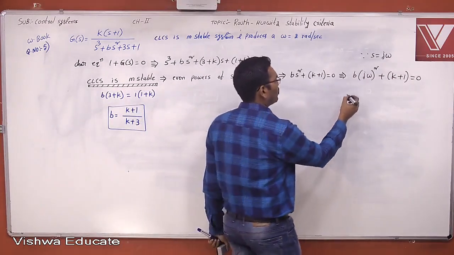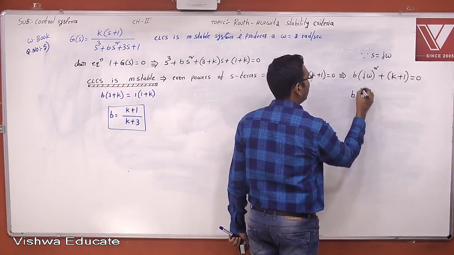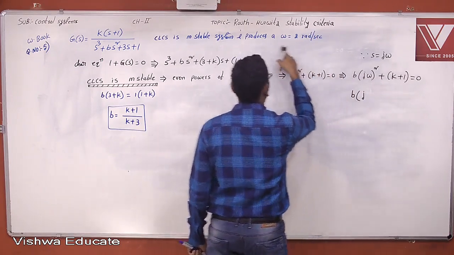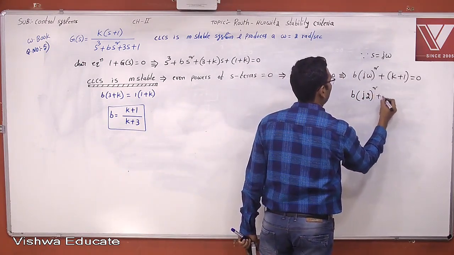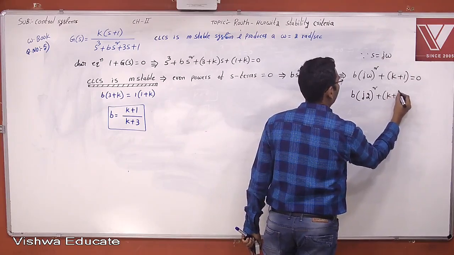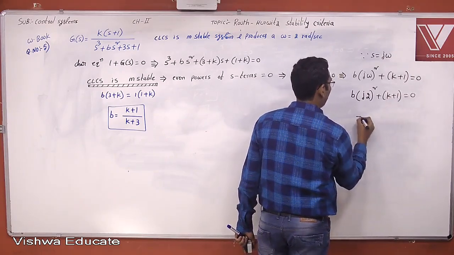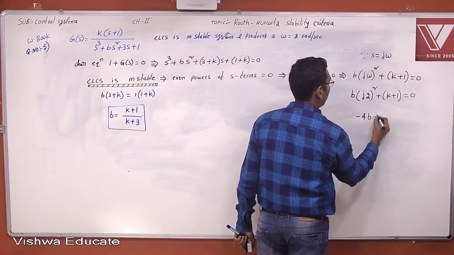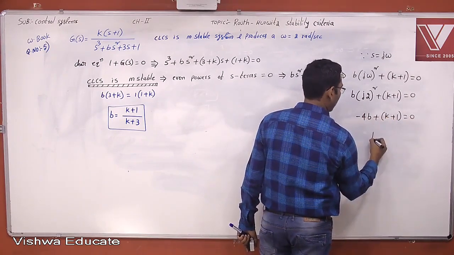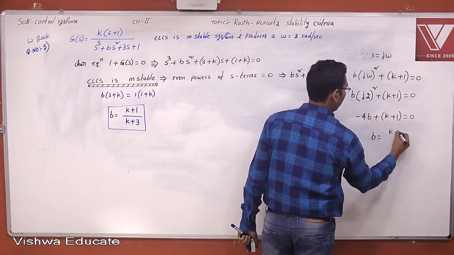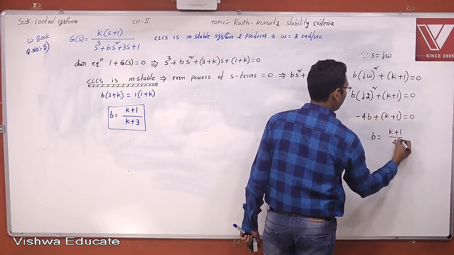But in the question itself he has already given the frequency of oscillation, 2 radians per second. Now minus 4b plus k plus 1 is equal to 0. So b is equal to (k plus 1) by 4.